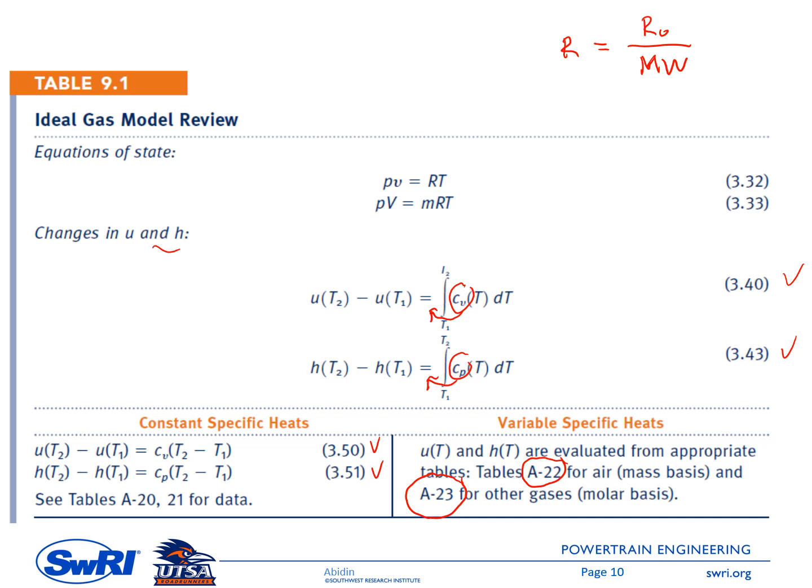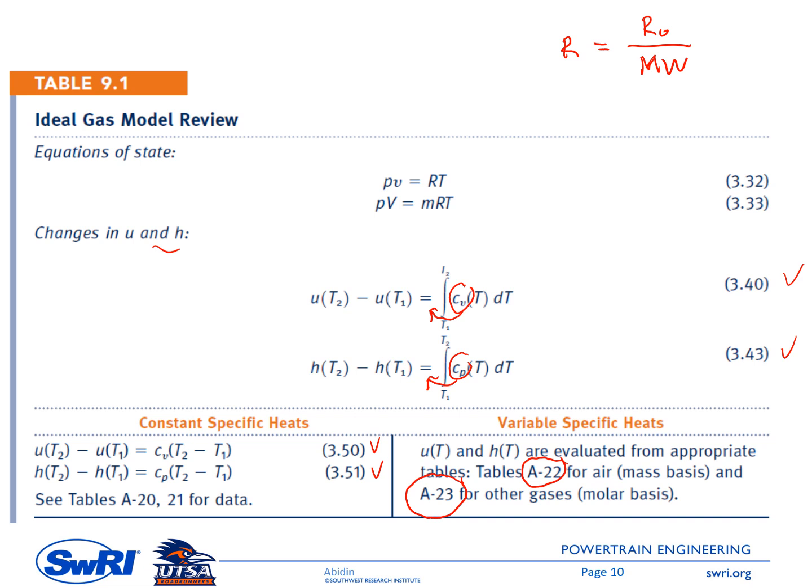So in table A22 you will have the air table. In the first column, I believe it is the temperature column, and there will be two more columns, one for the internal energy and the second one for the enthalpy, and for sure there are other columns for other parameters like VR, PR, and so on. So once again, this is important.